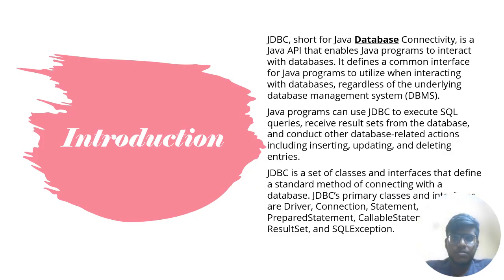The introduction. JDBC, short for Java Database Connectivity, is a Java API that enables Java programs to interact with databases. It defines a common interface for Java programs utilized when interacting with databases, regardless of the underlying database management system, which is DBMS. Java programs can use JDBC to execute SQL queries, receive result sets from the database, and conduct other database-related actions, including inserting, updating, and editing entries.